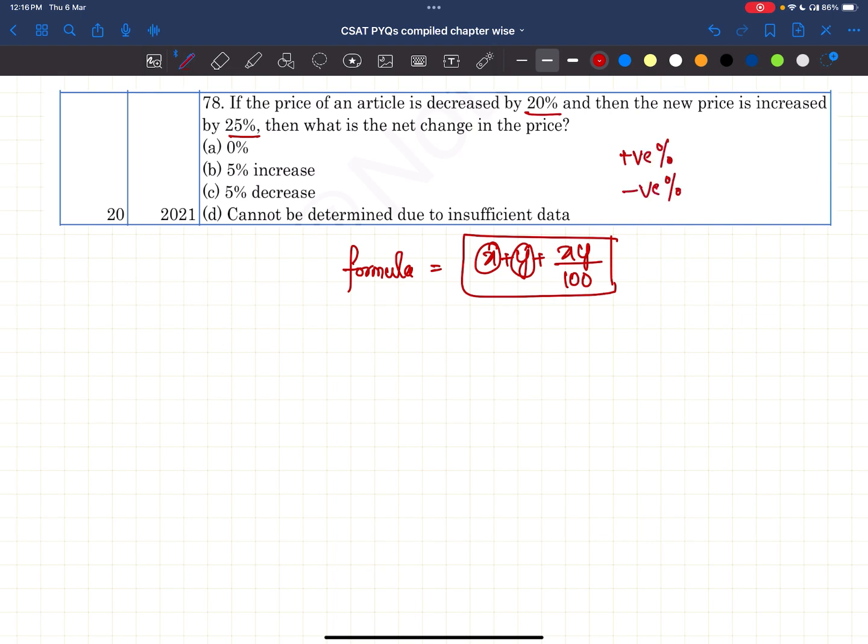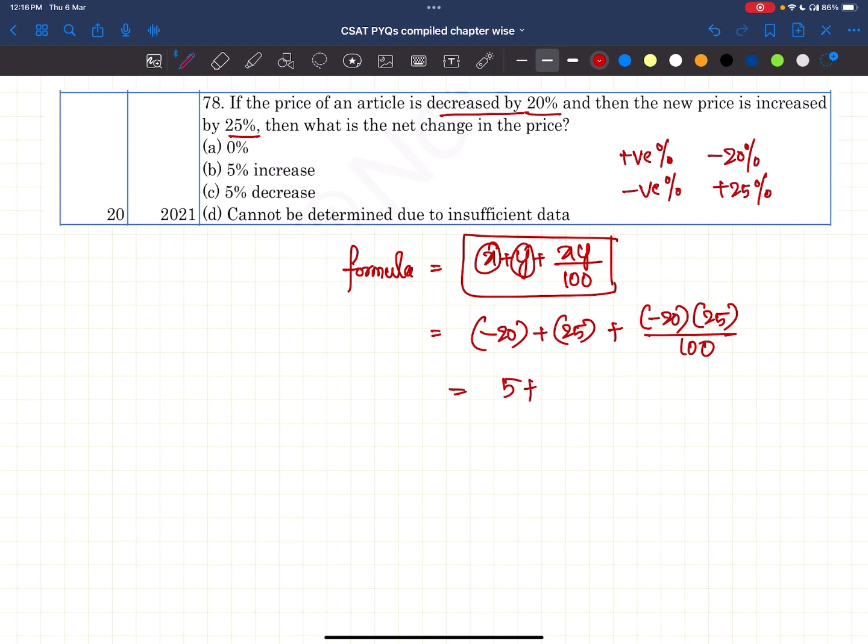Okay. Now let's substitute what is told. The article is decreased by 20% and then increased by 25%. That means X is minus 20% and Y is plus 25%. We'll simply substitute. Minus 20 plus 25 plus minus 20 into 25 by 100. Here plus 5. Here this cancels. 25 by 5 is 5, minus 5. The value is 0%. Okay. Answer is 0%. This is formula based.